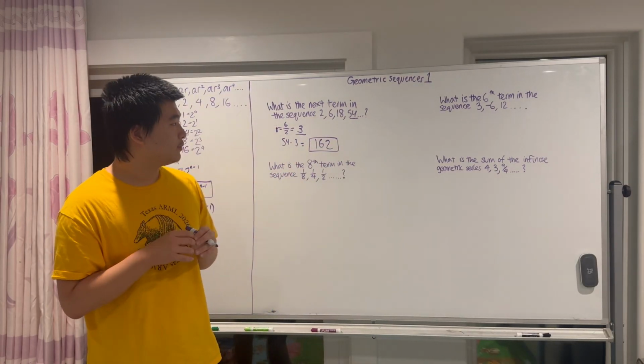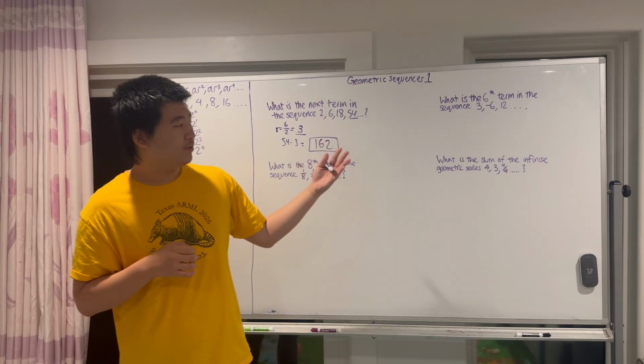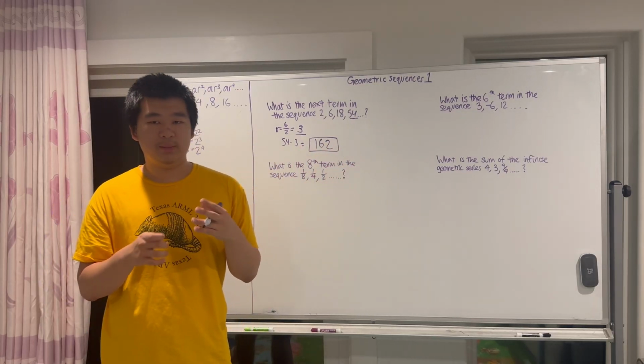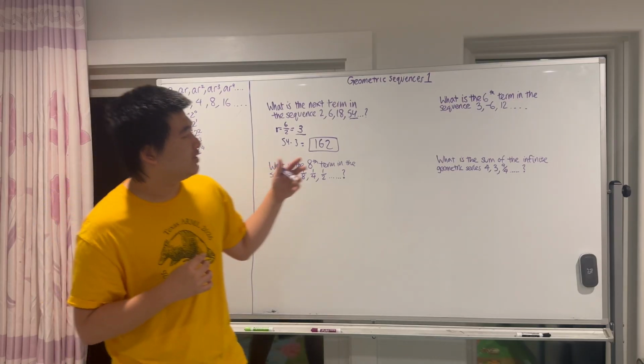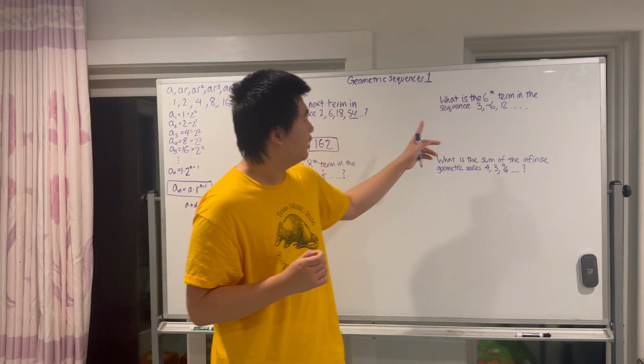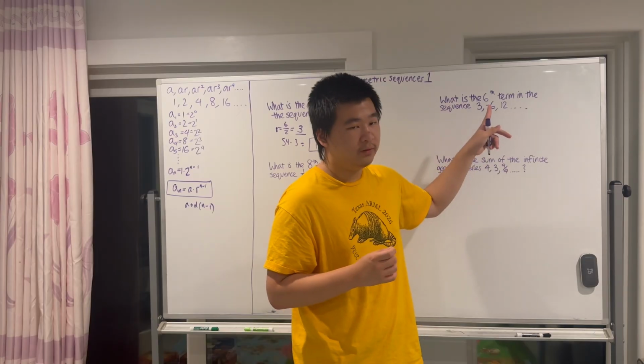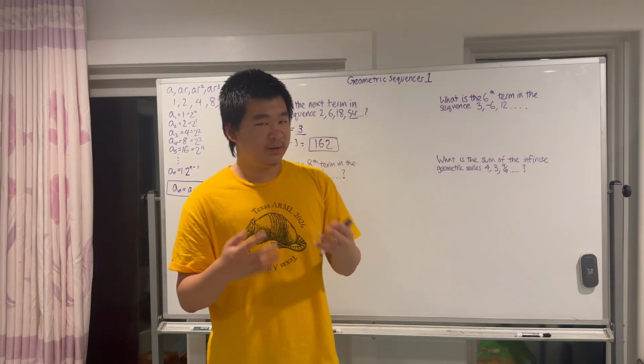Not too bad. Now, our next question requires us to apply the formula a little bit, maybe, to skip some steps in our head. So what is the sixth term in the sequence 3, negative 6, 12? Okay, first of all, there's something interesting about this one.